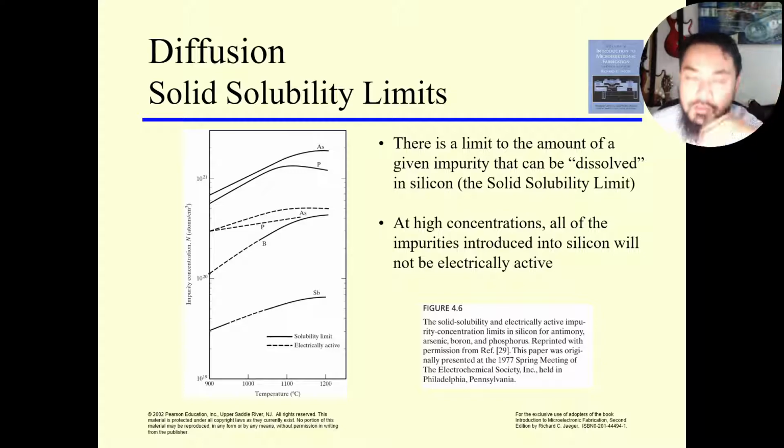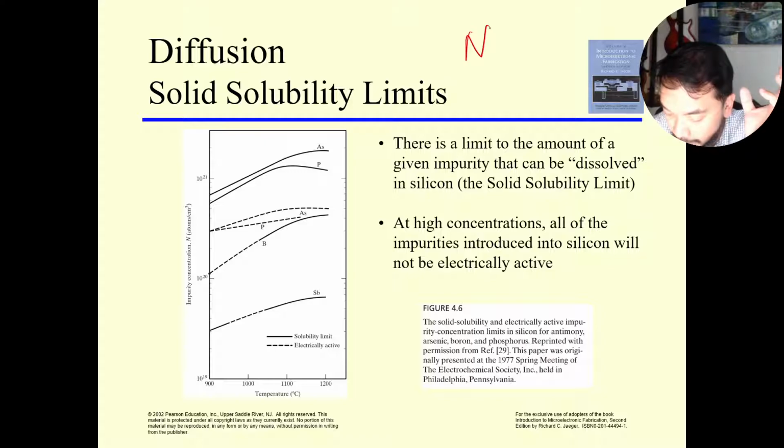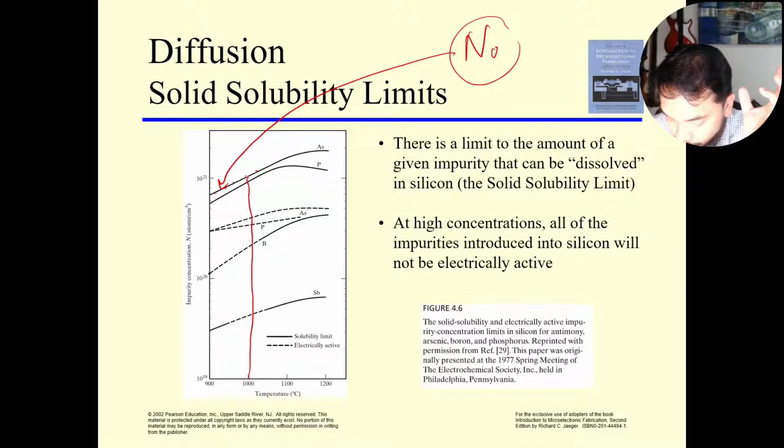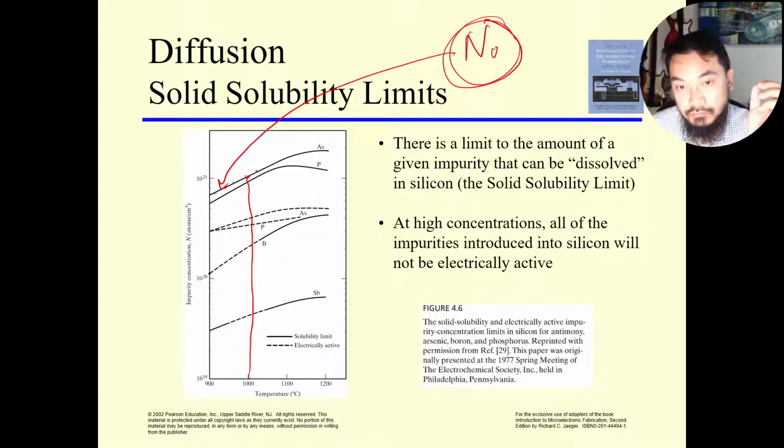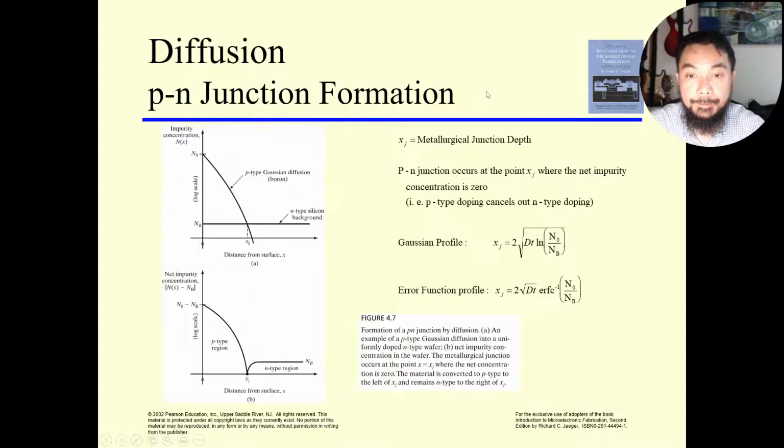So when you come across a question saying that you are doing diffusion at the solid solubility limit, it refers to the value of N naught being equal to anywhere on this line here, depending on what temperature you use. So basically it refers to what is the N naught. And the N naught is at the solid solubility limit.